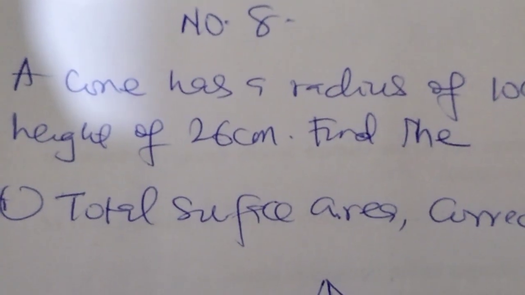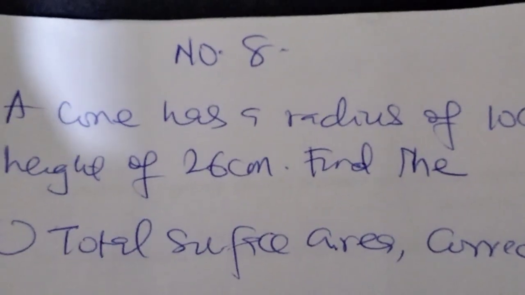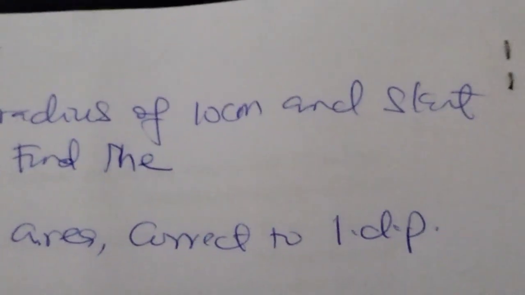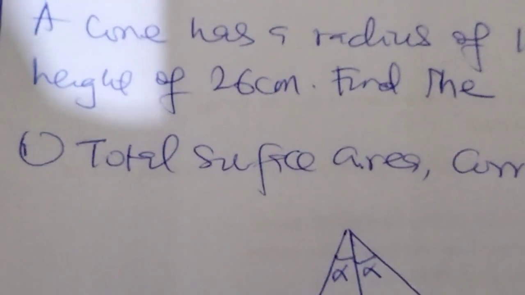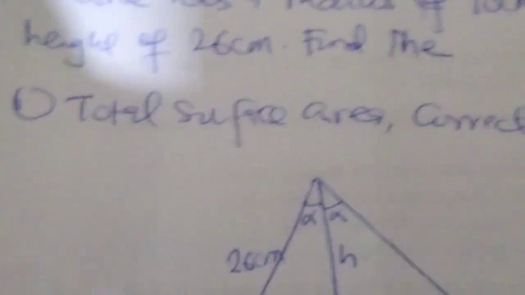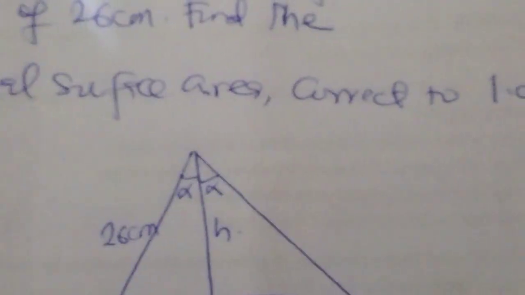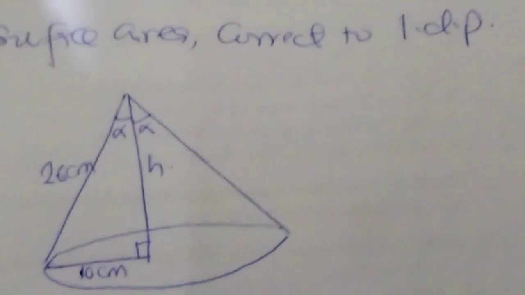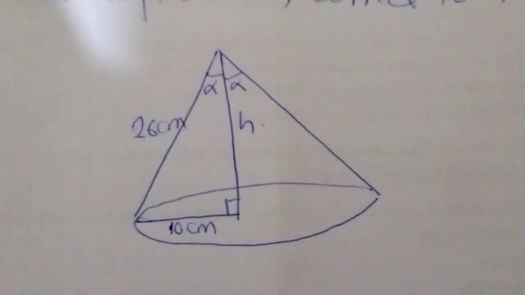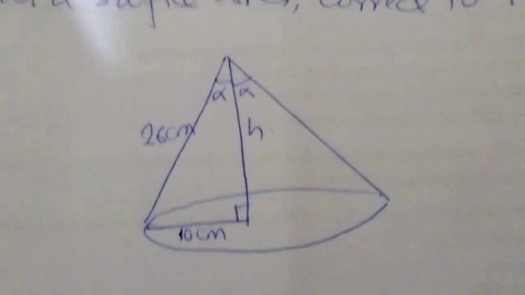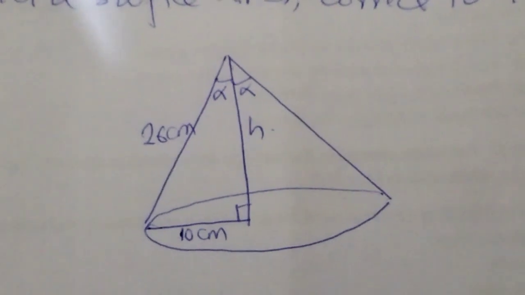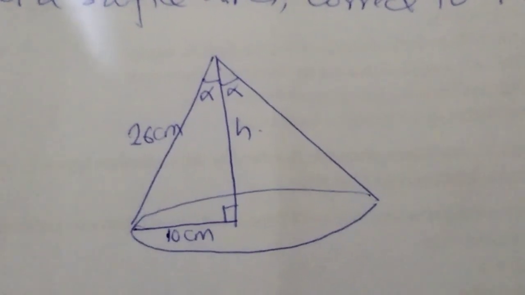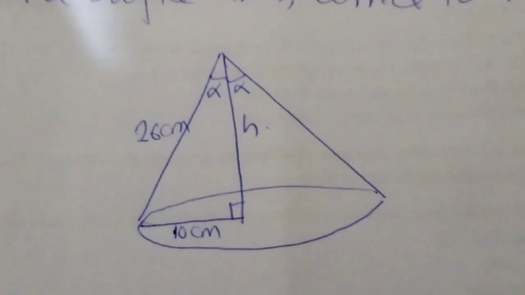And then we'll have number 8 question there that says a cone has a radius of 10 cm and slant height of 26 cm. Find the total surface area correct to one decimal place. So look at the diagram of the cone drawn for you there. You see the slant height 26 cm, see the radius 10 cm, see the height of the cone, and you see the angle subtended by the cone at the center of the circle.